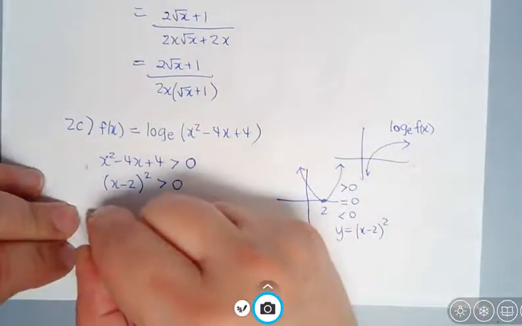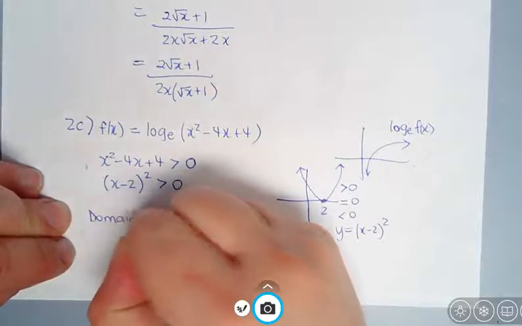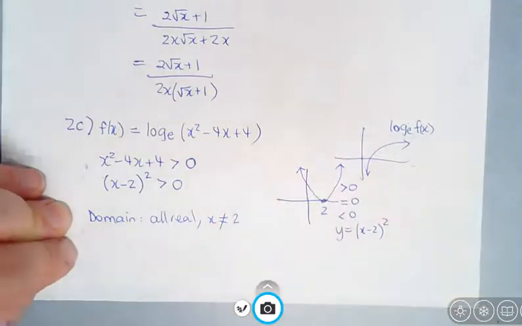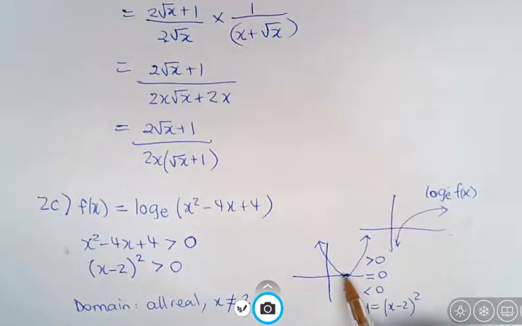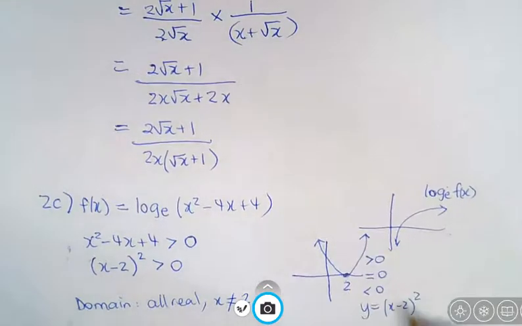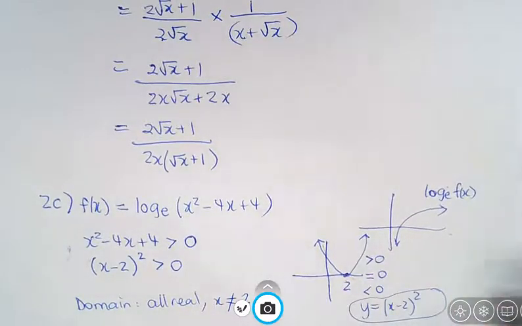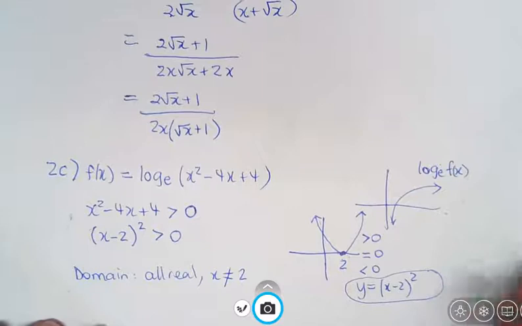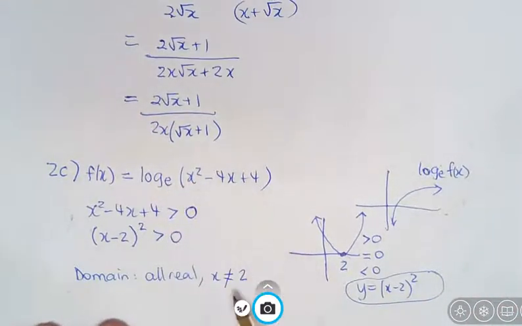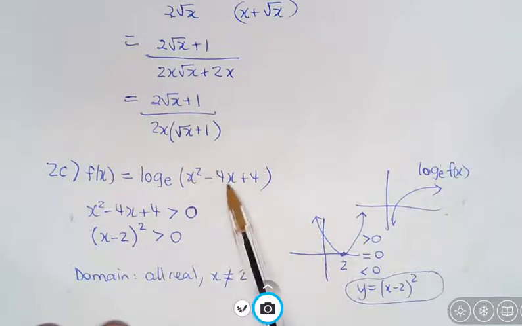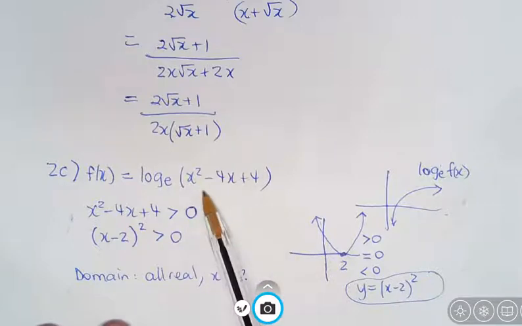So the domain is not just all real x; it is all real x except x cannot equal 2. Because if x was equal to 2, this would equal 0. You have to be above the line, not on the x-axis. So the domain is all real x not equal to 2. The reason is, when x equals 2, you get 4 minus 8 plus 4, which is 0, and you can't do ln 0, it's undefined.